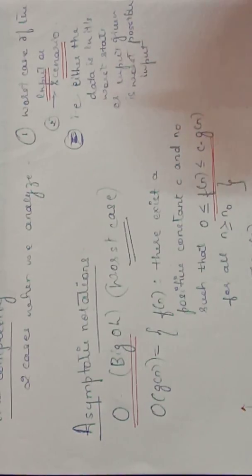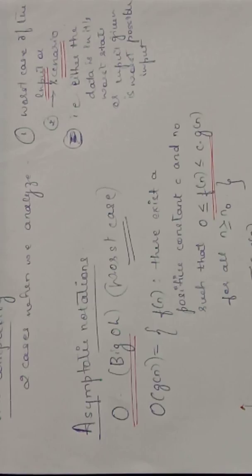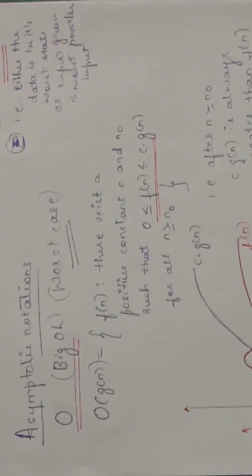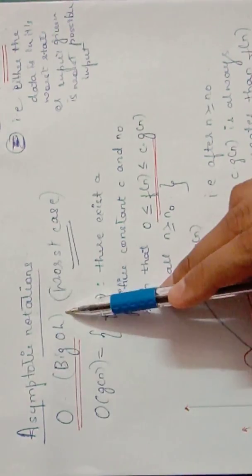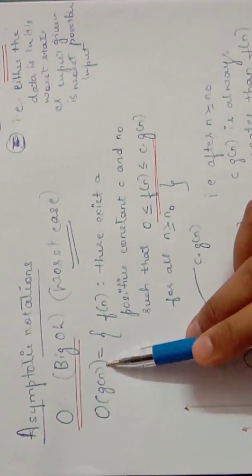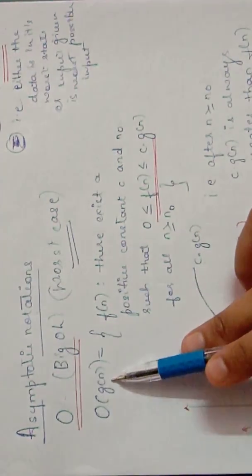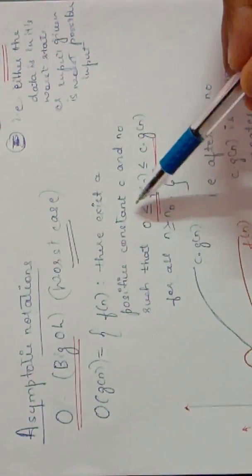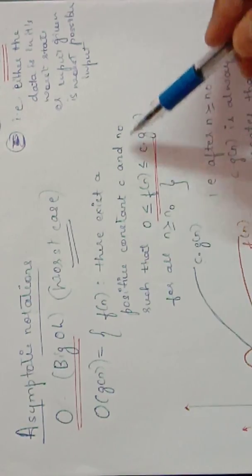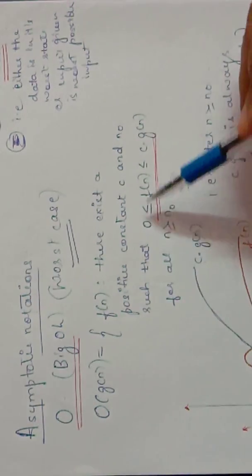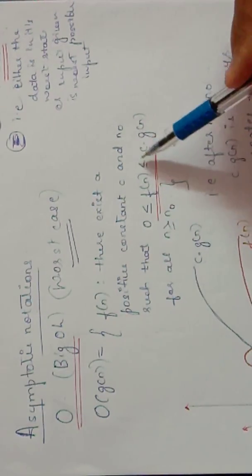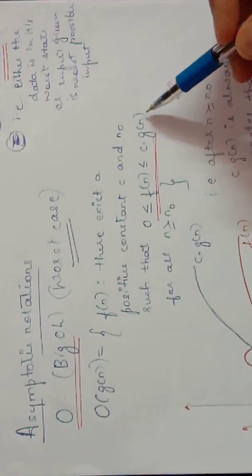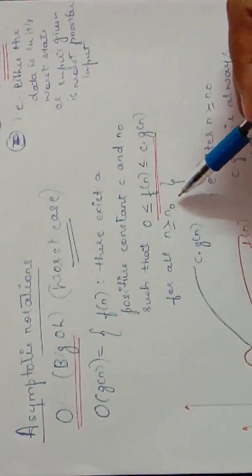And to do this, we will use some mathematical notations. These mathematical notations are called asymptotic notations. The first one is big O. The definition goes as so. Big O of g of n is f of n such that there exist positive constants c and n naught such that 0 is less than or equal to f of n less than or equal to c of g of n for all n greater than n naught.